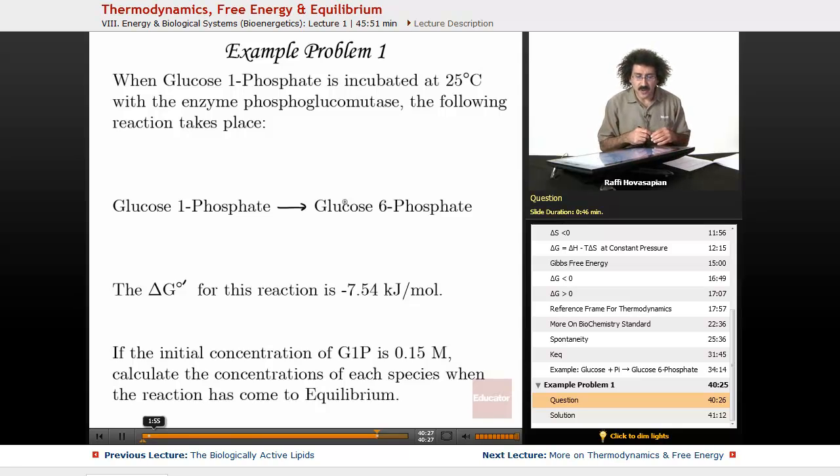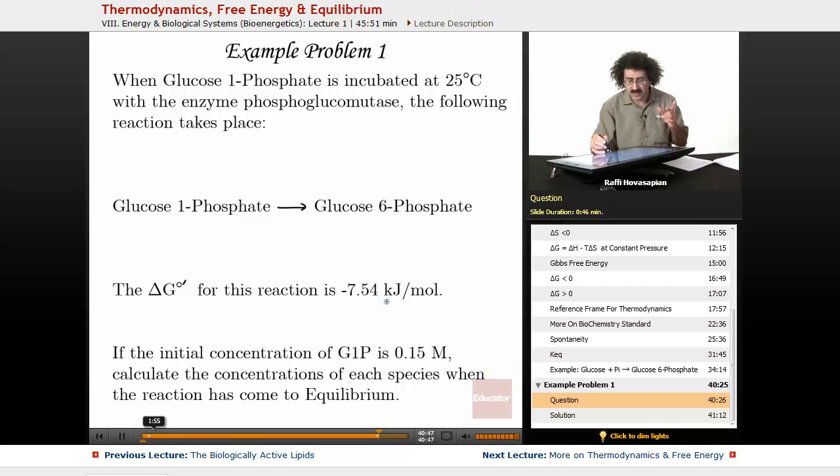So this says when glucose 1-phosphate is incubated at 25 degrees Celsius with the enzyme phosphoglucomutase, the following reaction takes place. Glucose 1-phosphate is converted to glucose 6-phosphate. The delta G for this reaction is negative 7.54 kilojoules per mole. So it is spontaneous as written.